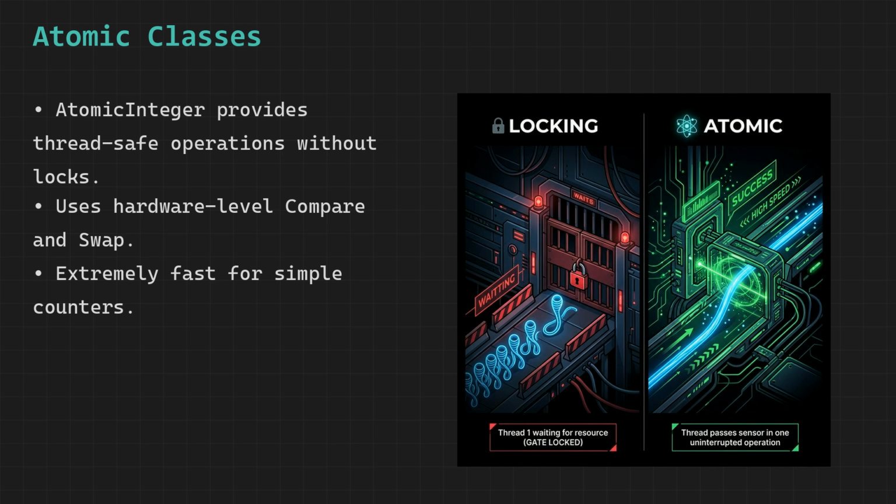Because of this design, atomic classes avoid the overhead of context switching, blocking, and thread contention that usually comes with locks, and as a result they provide significantly better performance, especially in high concurrency environments where many threads are trying to update simple values simultaneously.